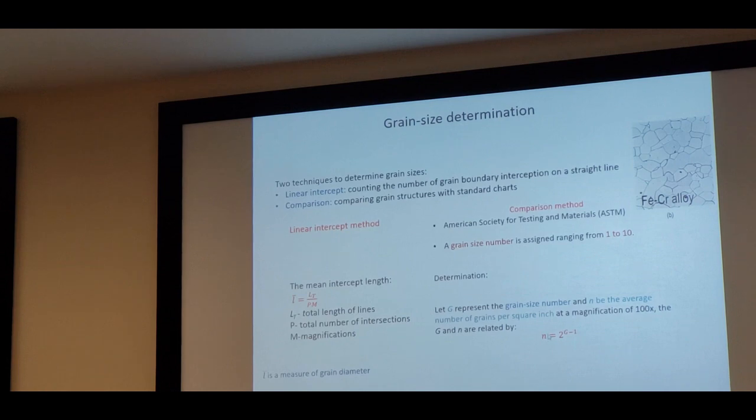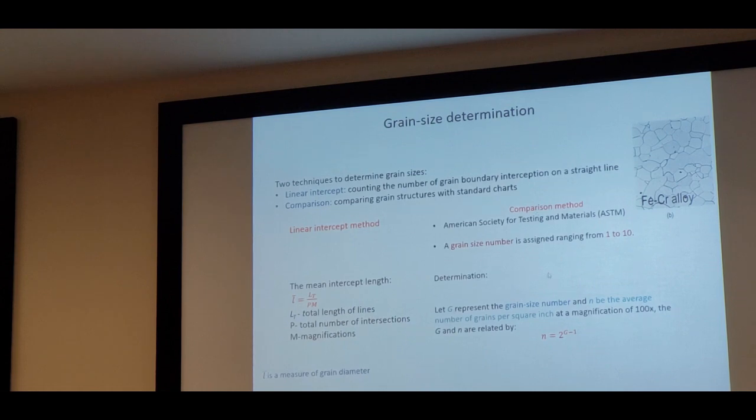N, the average number of grains per square inch, and the grain size number G can be related by this equation: N is equal to 2 to the power G minus 1. Okay? I think that's it. This is just for your information.